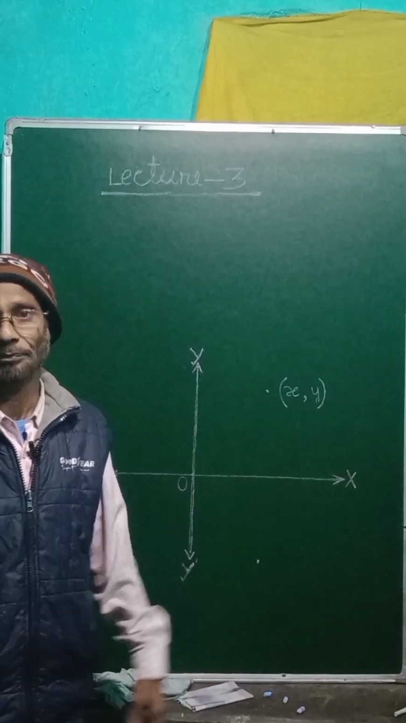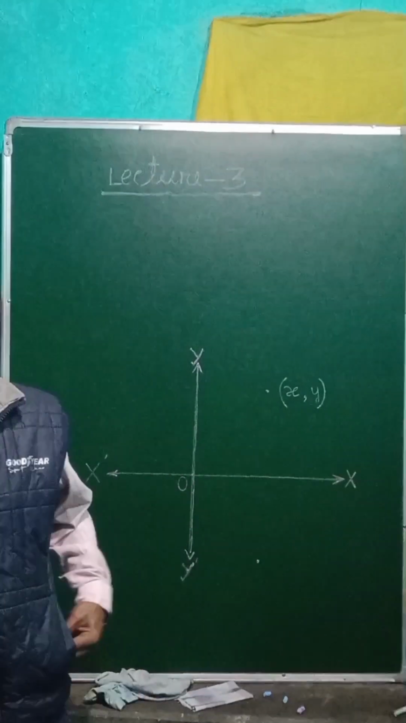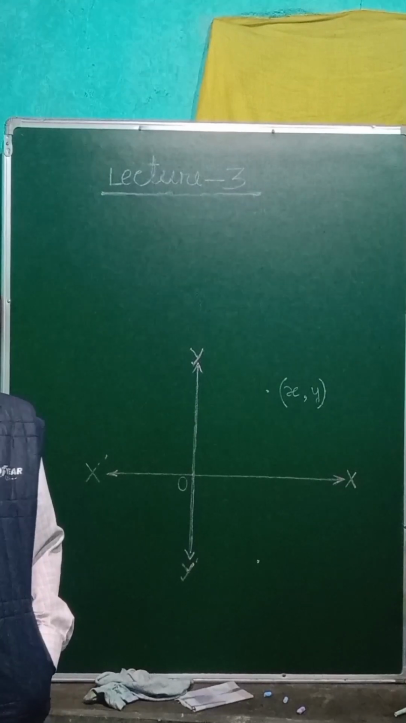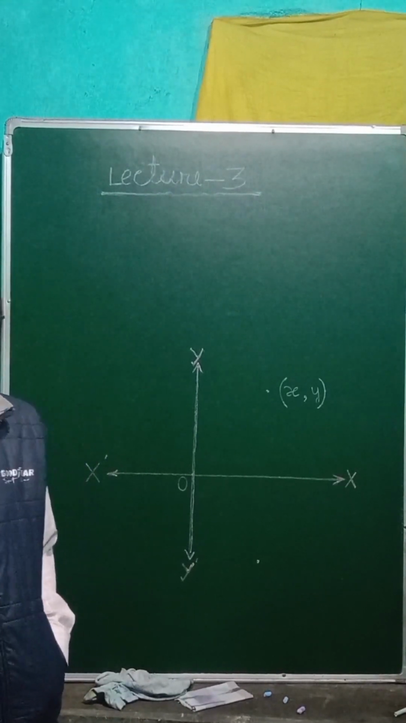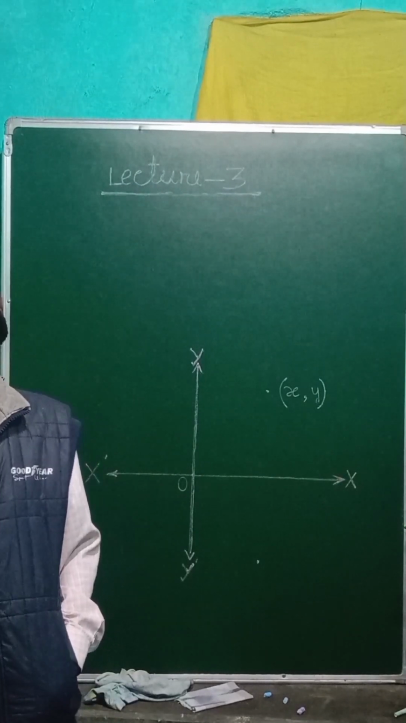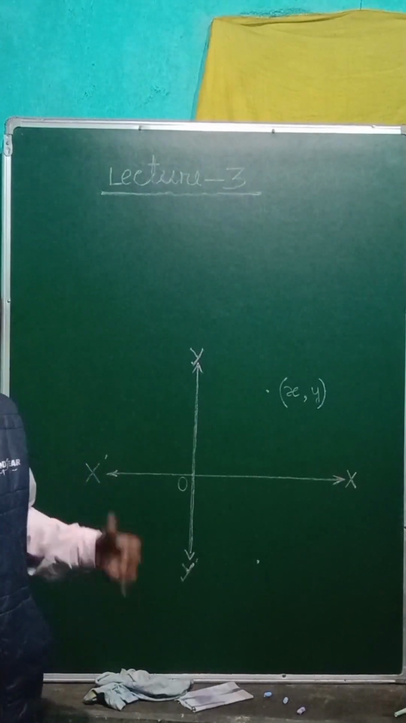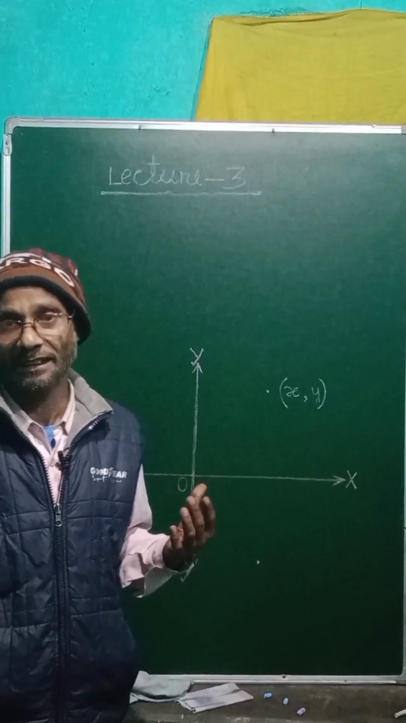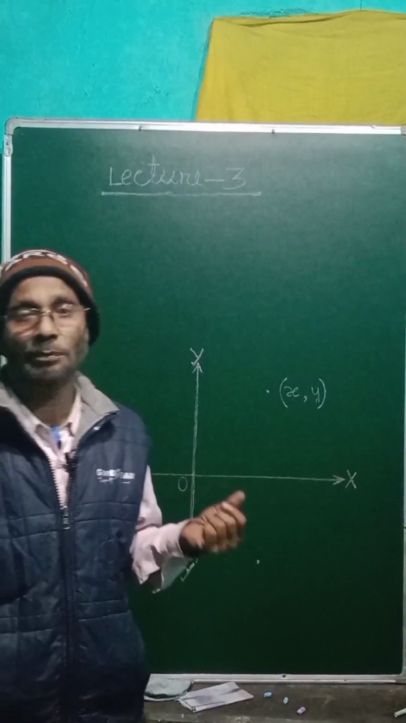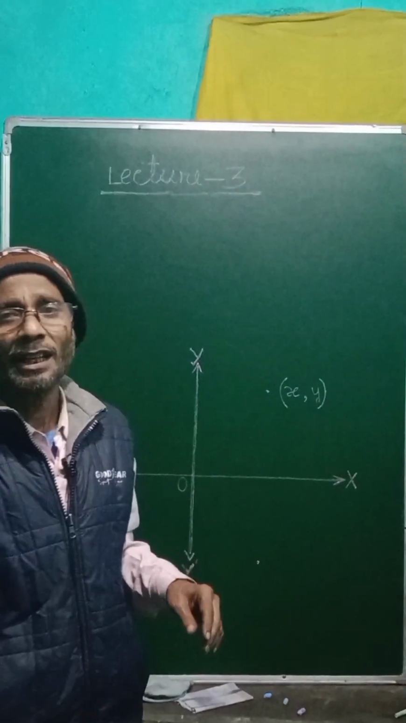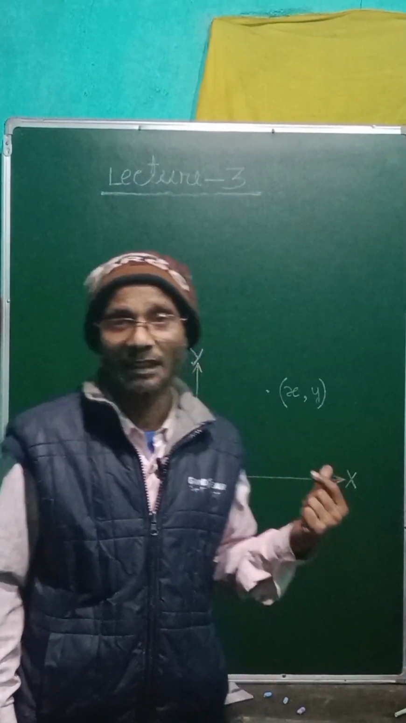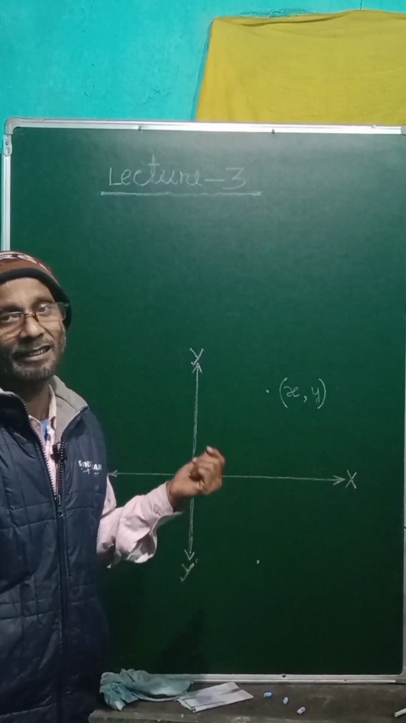Welcome to lecture 3, where we shall learn what is Argand plane, what is the modulus of a complex number, what is the conjugate of a complex number, and the principal argument of a complex number. So let us understand first what is complex plane, which is also called Argand plane, as per the name of the inventor.